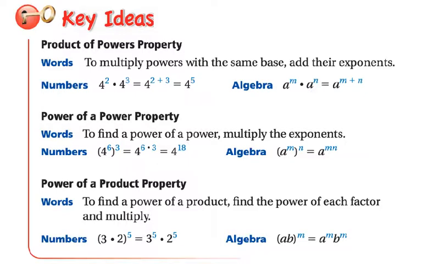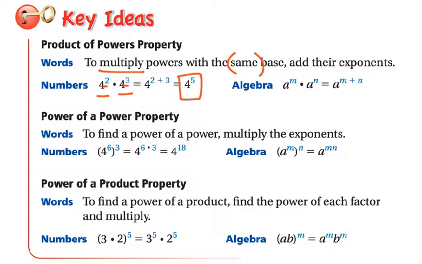So here are descriptions of our three properties that we'll be using here. We'll start with the product of powers property. It says to multiply powers with the same base, all we need to do is add their exponents. And it makes most sense, I think, when you look at the numbers. If we had 4 squared times 4 cubed, we are multiplying powers that have the same base. They both have a base of 4. What we're going to do is add their exponents. You can see the exponent of 2 and the exponent of 3. To simplify this, we can just take that 2 and 3 and add them together. And of course, 2 plus 3 gives us 5. So 4 squared times 4 cubed is actually 4 to the 5th power.